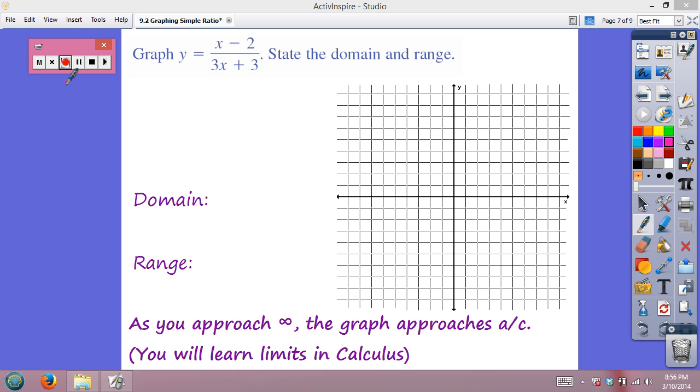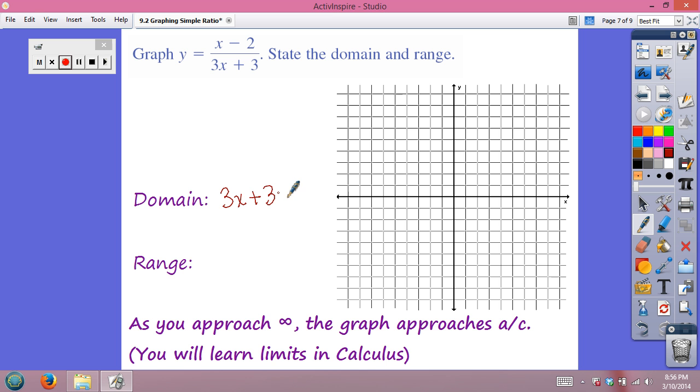So if we do an example of this form, we have y equals x minus 2 over 3x plus 3. The first thing we want to do is find our domain, which we know is setting the denominator equal to 0 and finding x. So 3x plus 3 equals 0 will give us an x value of negative 1. So our domain is going to be all real numbers except x can't equal negative 1. And our vertical asymptote, we'll note, is going to be x equals negative 1.